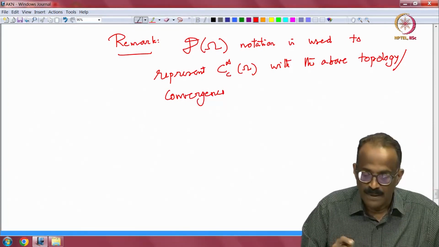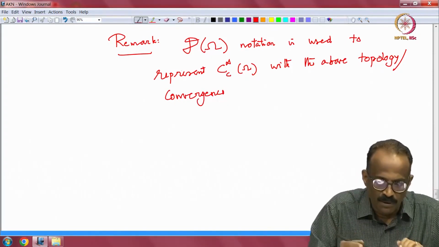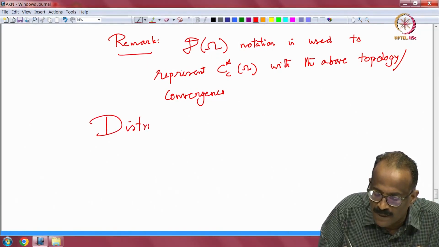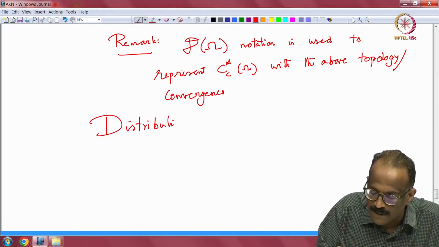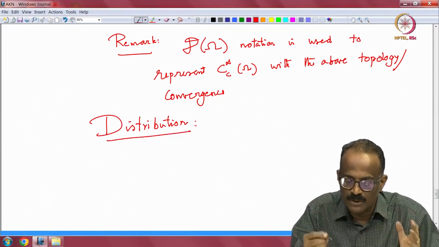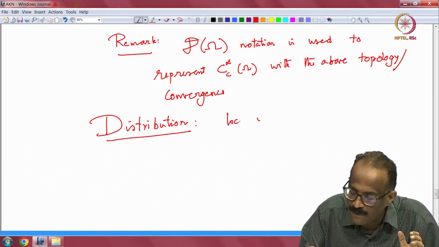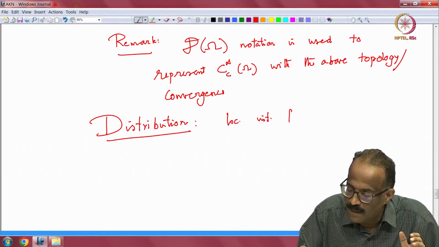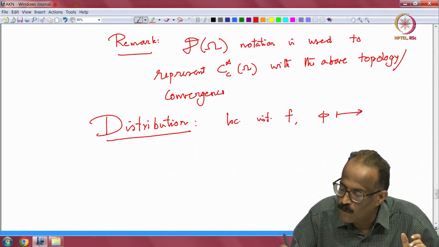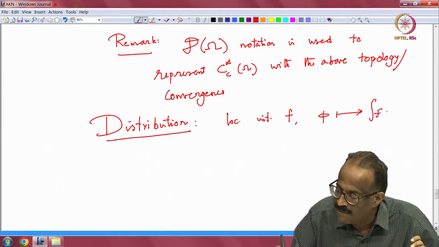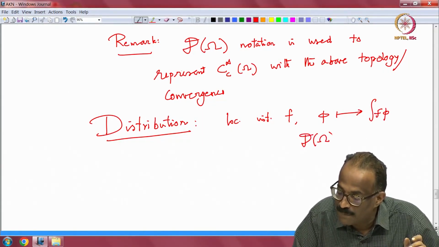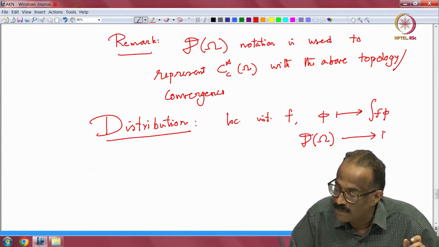So, with that, we will now start with the distribution definition. We will start exactly in the next class, but let me make a start. Given a locally integrable function f, you can view it as a map phi to the integral of f phi. We will see the proof later, with more remarks later. This is a mapping from D of omega to R.